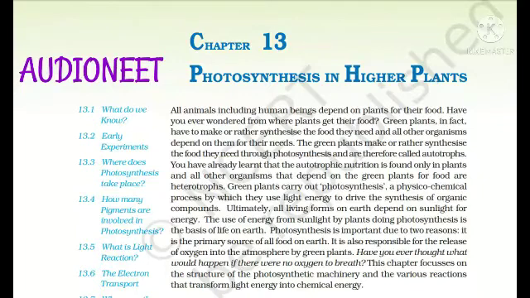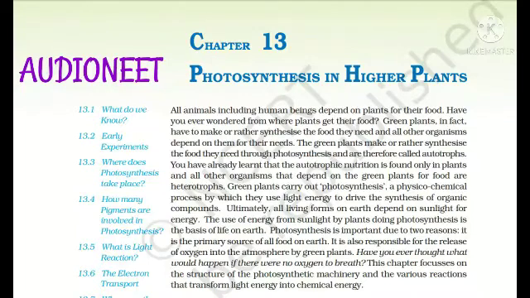A milestone contribution to the understanding of photosynthesis was made by a microbiologist, Cornelis van Niel, 1897 to 1985, who, based on his studies of purple and green bacteria, demonstrated that photosynthesis is essentially a light dependent reaction in which hydrogen from a suitable oxidizable compound reduces carbon dioxide to carbohydrates. This can be expressed by 2H2A plus CO2 in presence of light gives 2A plus CH2O plus H2O.